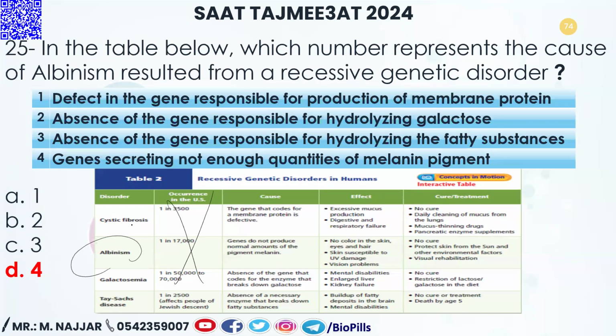We have cystic fibrosis. We have galactosemia. We have Tay-Sachs. Tay-Sachs came in two questions in the SAT. Cystic fibrosis also came in two questions in the SAT. Albinism, this is the second question that came, so two questions. Galactosemia came once.